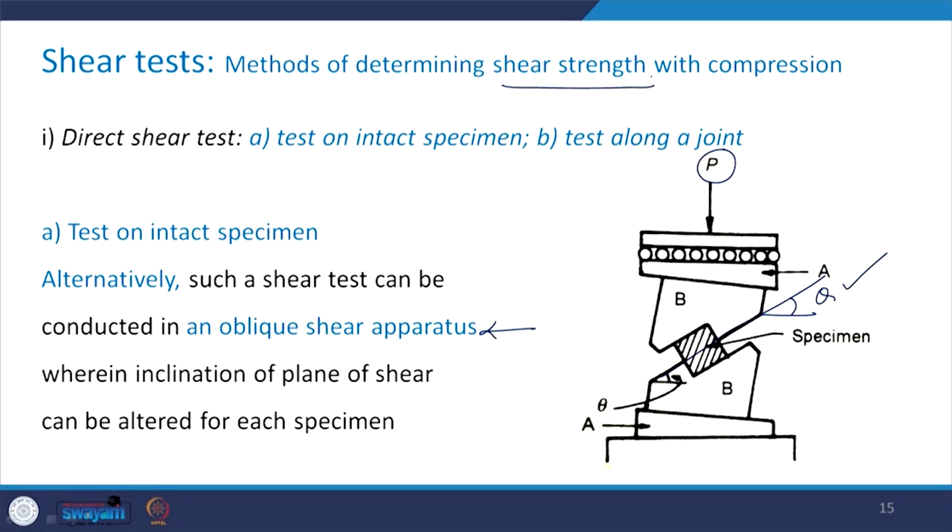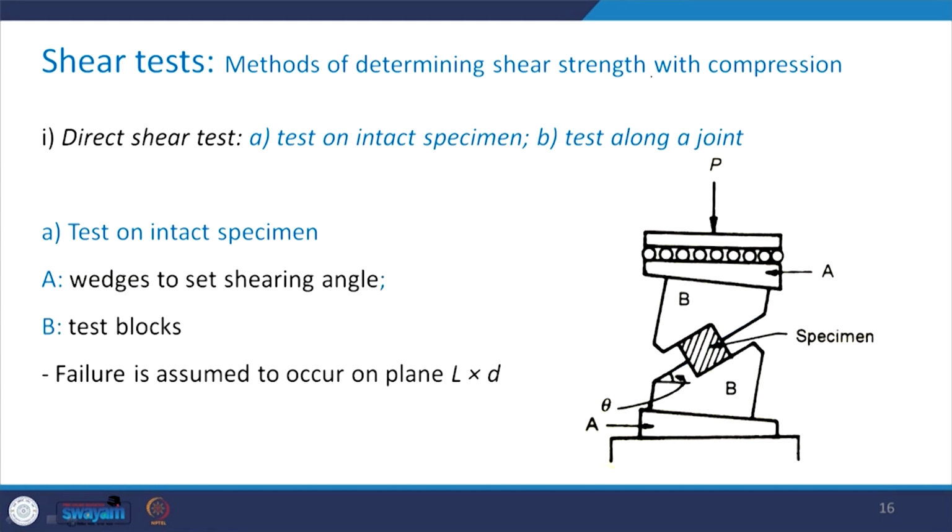tests with compression. So, where is that in this picture? It is not really visible right now. Let us go ahead. So, basically this apparatus has wedges. Here A wedges, 2 wedges are there. They are there to set the shearing angle.